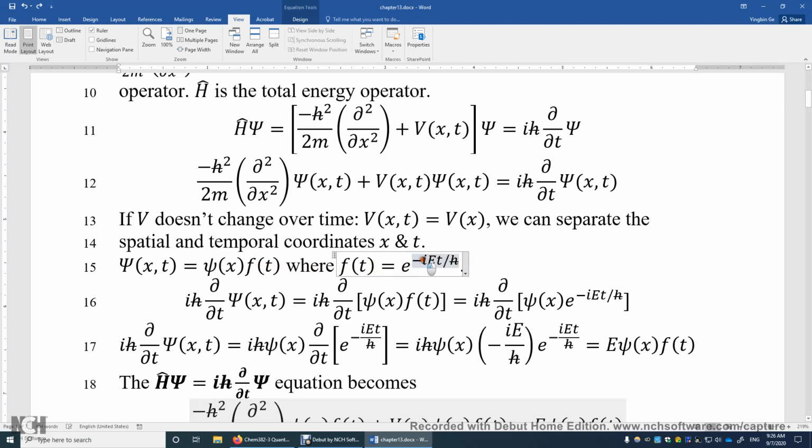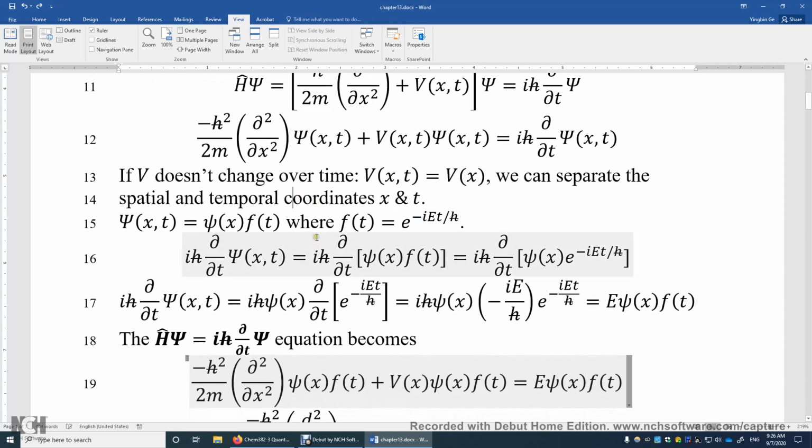i is the square root of -1. E is the total energy of the system. t is time. h bar is the reduced Planck constant. By doing so, we can plug in this expression of the wave function here. And then here. Over here, the function of time is this exponential function.